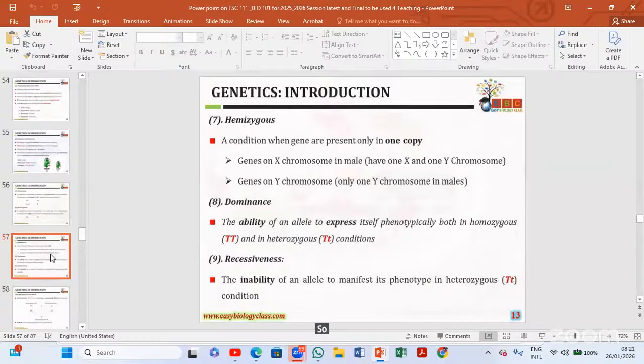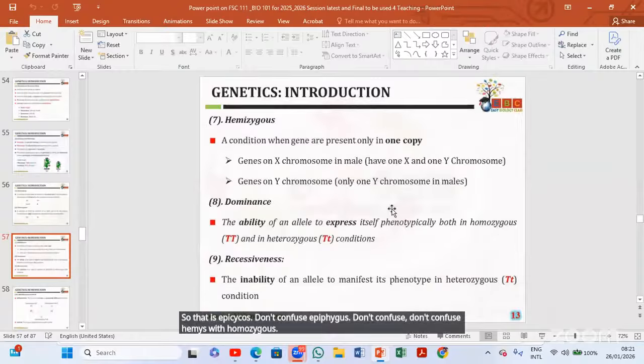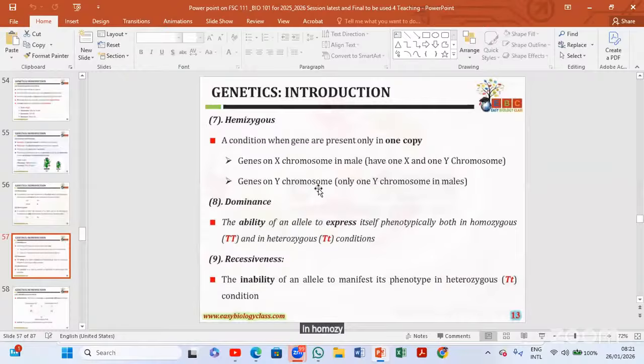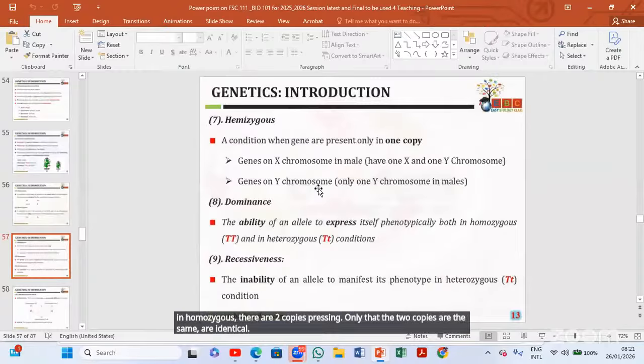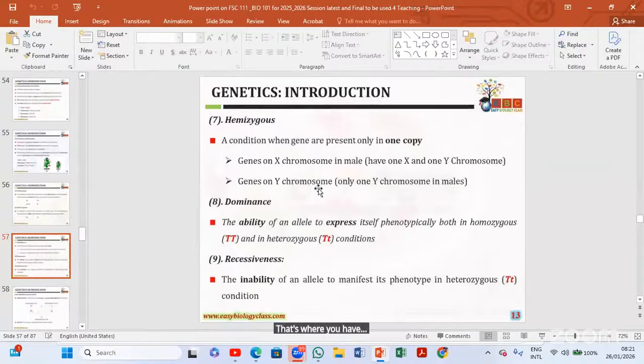So that is hemizygous. Don't confuse hemizygous with homozygous. In homozygous, there are two copies present, only that the two copies are the same, are identical. That's where you have XX, as in humans. That's why you have ZZ, as in birds. So the two are identical. But in hemizygous, it's only one that is present.